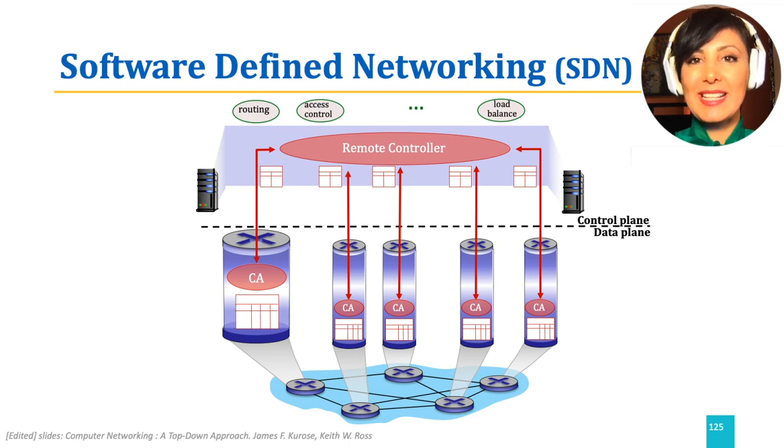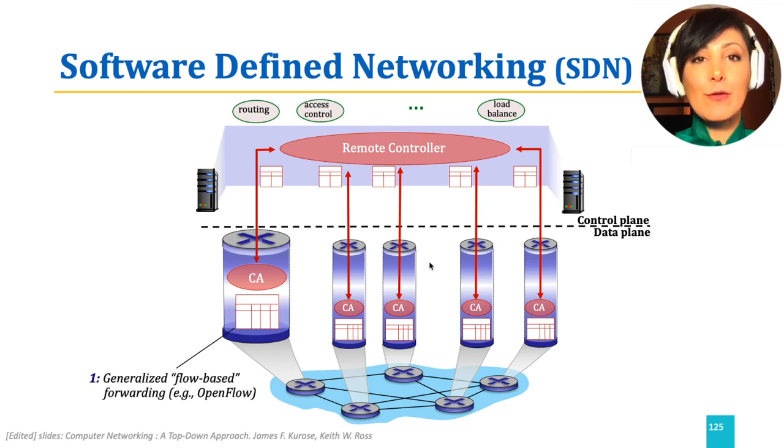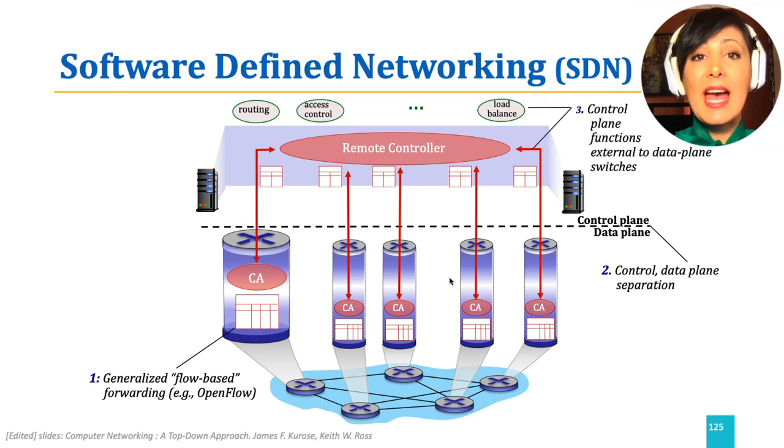Before we proceed, let's do a quick review. The four main characteristics of SDN that we discussed are flow-based generalized forwarding, separation of data and control planes, control plane functions being external to switches, and programmability of network control applications. We previously discussed the generalized forwarding and the separation of control and data planes.